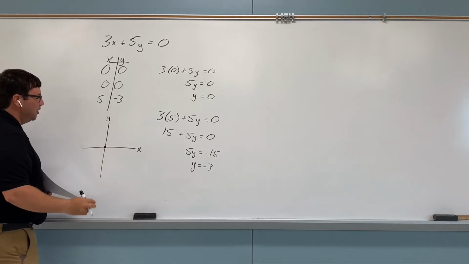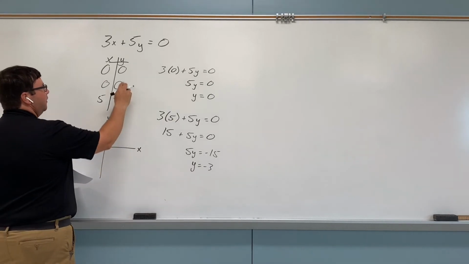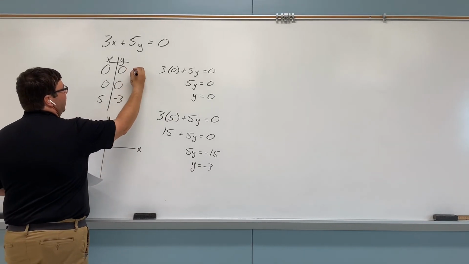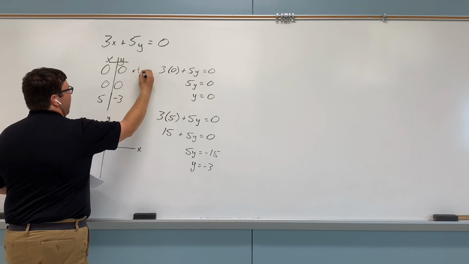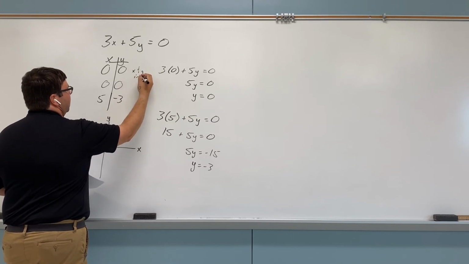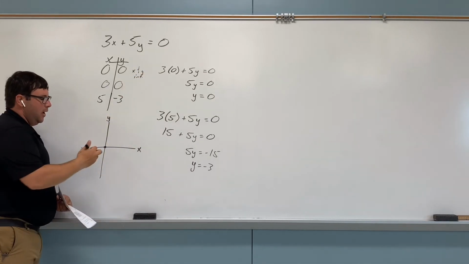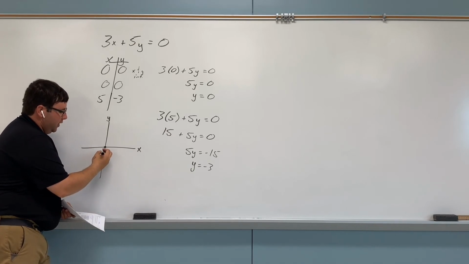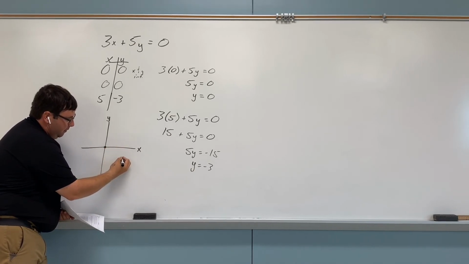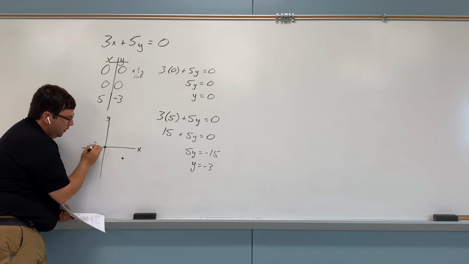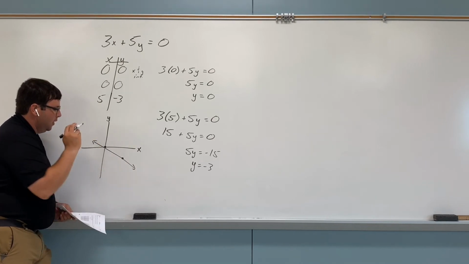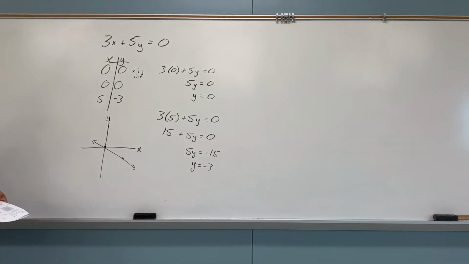All right, so I have my origin, my 0, 0. Notice that because this is the origin, it is both the x and y intercept. And then I have 5, negative 3. So 5, negative 3 puts me down here into quadrant 4. And there is my plot.